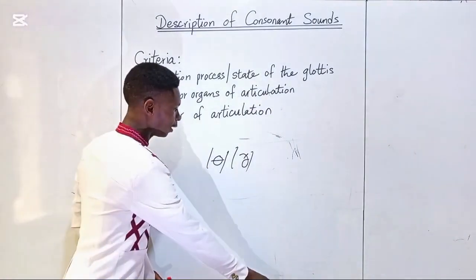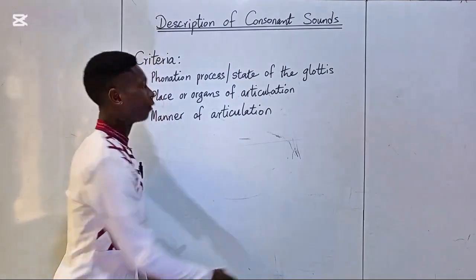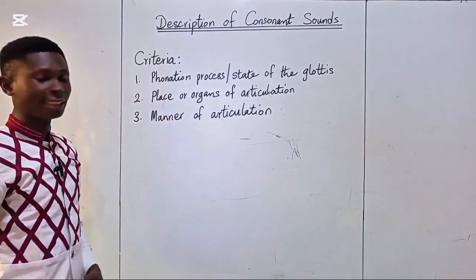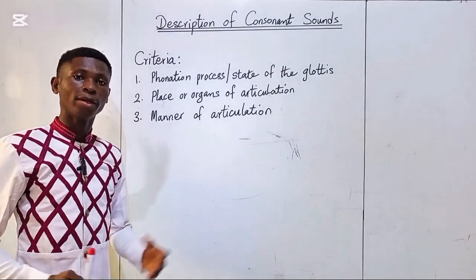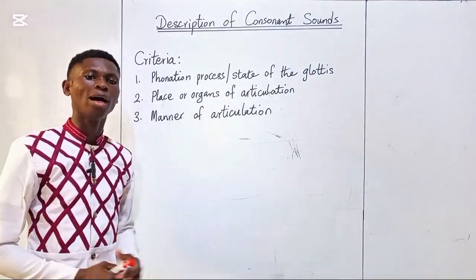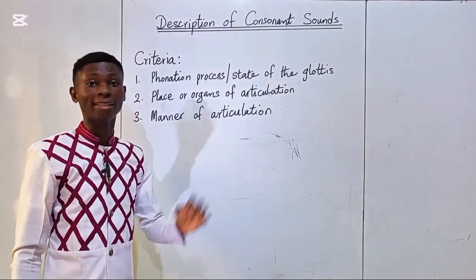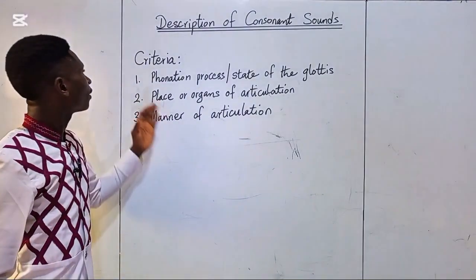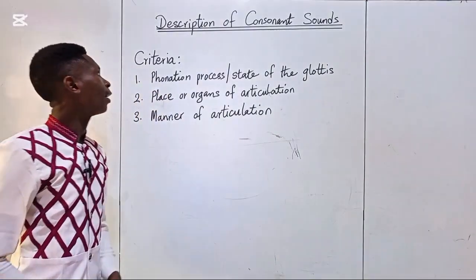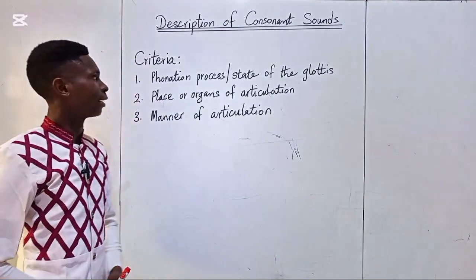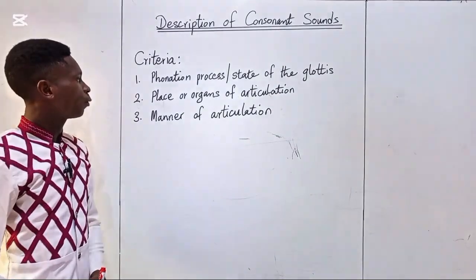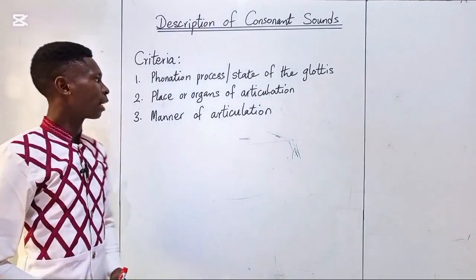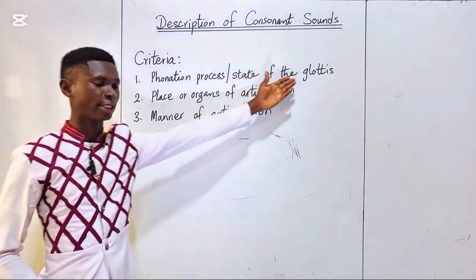Alright, so let's look at the description of consonant sounds. We have the criteria. Criteria has to do with those things you have to consider, those things you have to pay attention to in the process of carrying out any task. So here I'm talking about the criteria for the description of consonant sounds. The first one is phonation process, or you can call it state of the glottis.